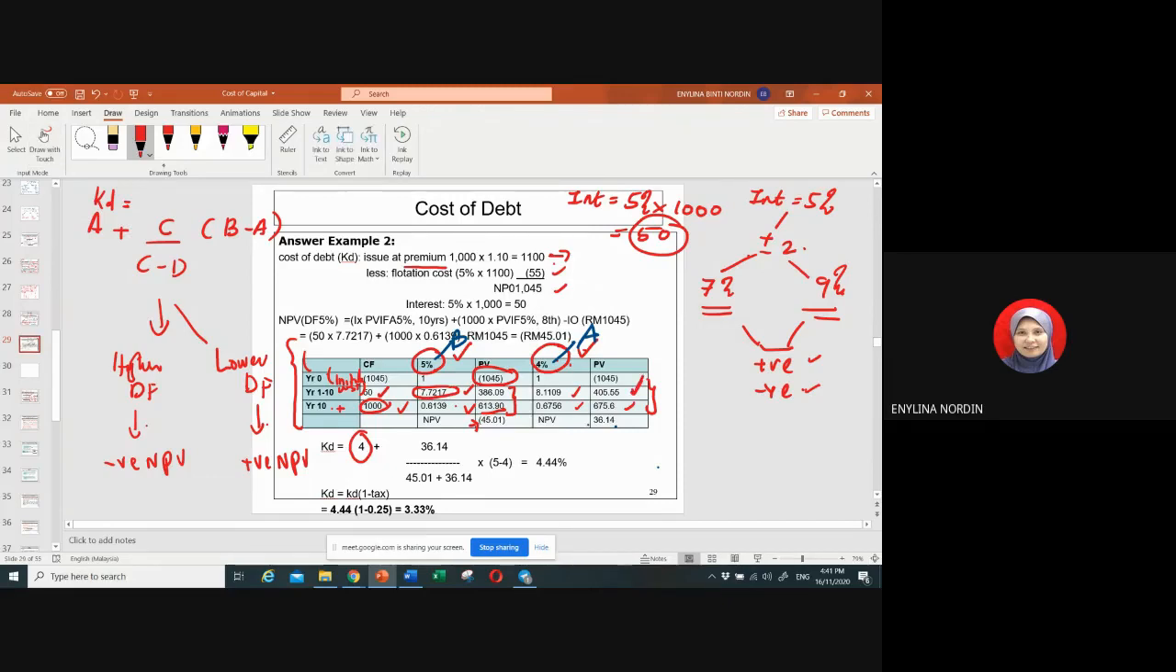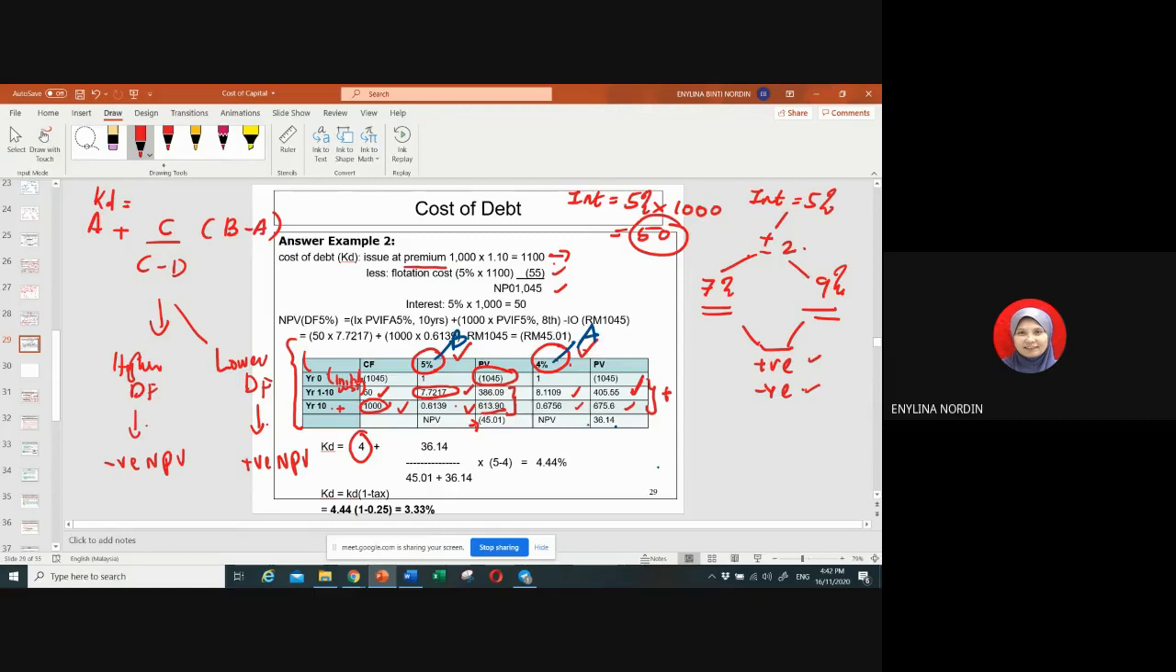And then at the end of the maturity date, we knew already that the debt holders will receive the par value of 1,000 ringgit. Again, we need to multiply this with the present value interest factor in year 10 at 4%. Then you get 6,775.60. So you add these to the future income that will be received by the debt holders or bondholders here.